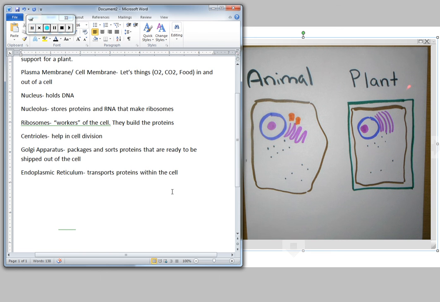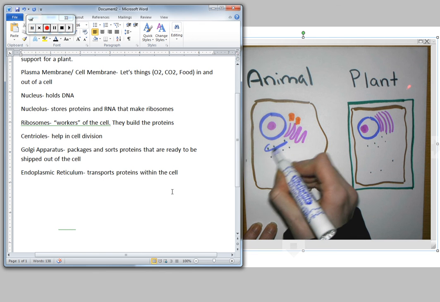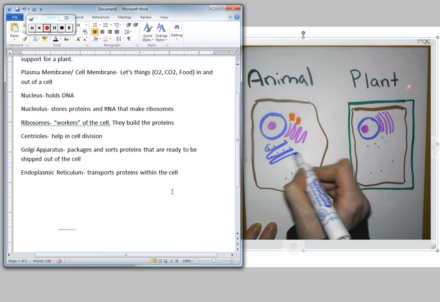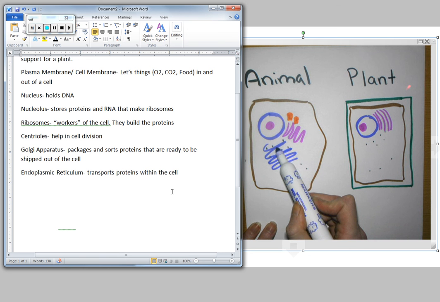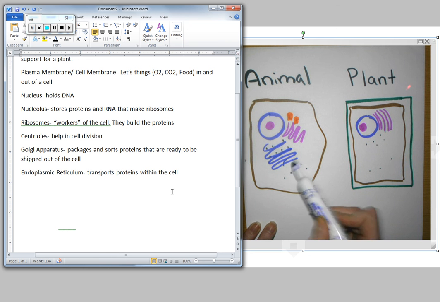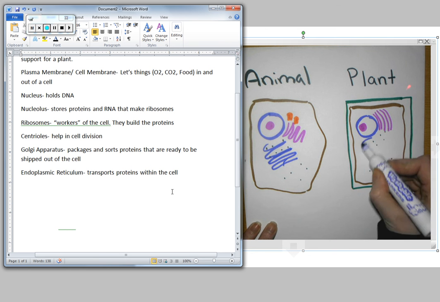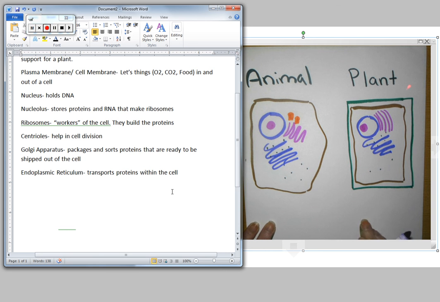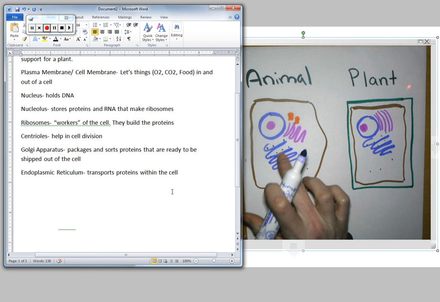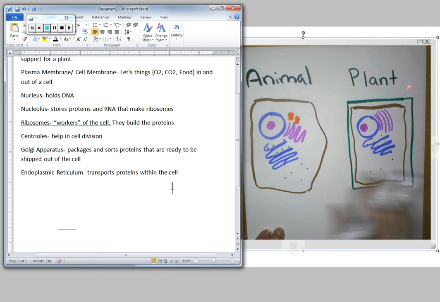Next we have the endoplasmic reticulum. The endoplasmic reticulum has two parts. It has the rough endoplasmic reticulum, which has ribosomes in it, and then it has the smooth endoplasmic reticulum. Endoplasmic reticulum is found both in plant and animal cells, and it transports proteins within the cell. So the ribosomes are building our proteins, and then the endoplasmic reticulum will take it like a conveyor belt throughout the cell.